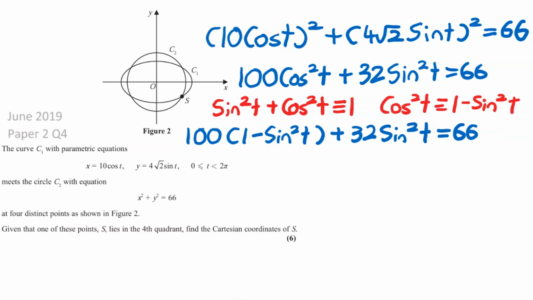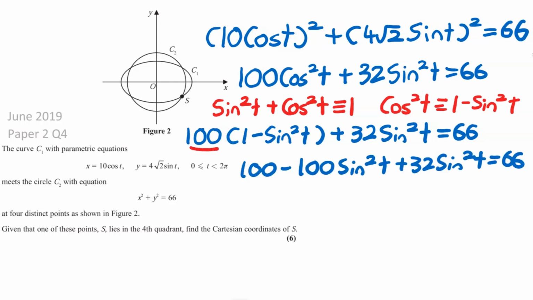We can expand this bracket here, so 100 times 1 is 100, and 100 times minus sin squared t is minus 100 sin squared t, and then we have this minus 100 sin squared t plus 32 sin squared t that will simplify to minus 68 sin squared t.